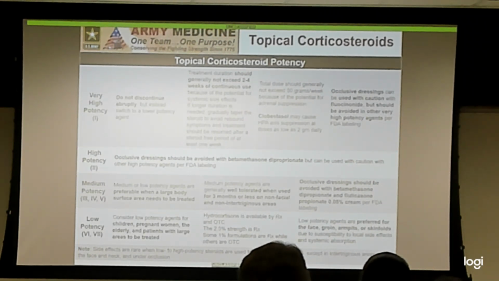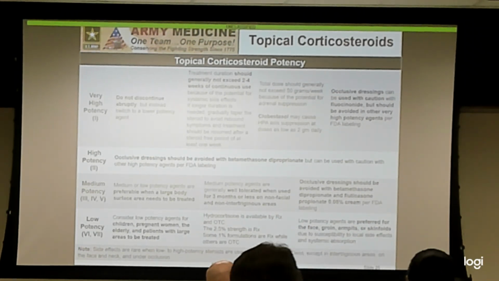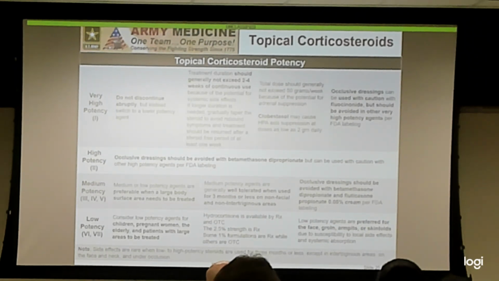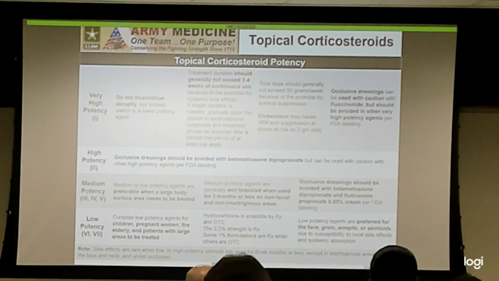Your medium potency, this is where it kind of gets a little rocky. And this is where you're like, okay, where am I occluding versus not occluding? So when you're talking about your betamethasone and your fluticasone, those you are not going to occlude. They cannot put a bandage over it. Now you need to remember that because these are the most prescribed ones, especially when we're talking about medium potency. You're going to need to make sure that you tell your patients that. That needs to be like second nature to you.